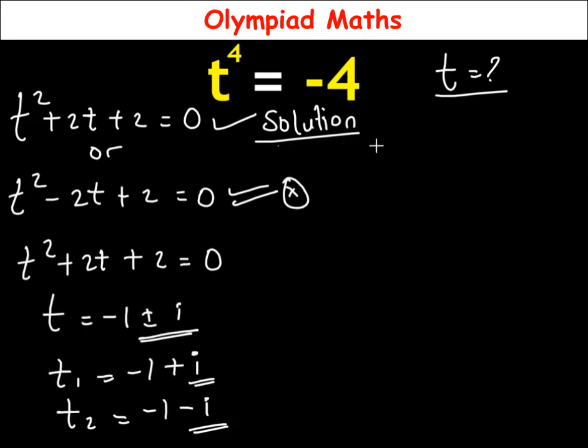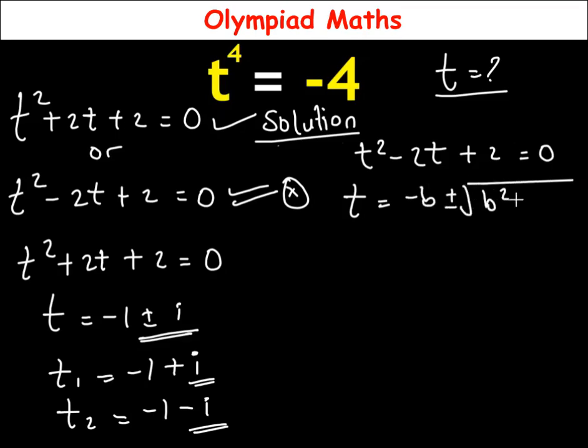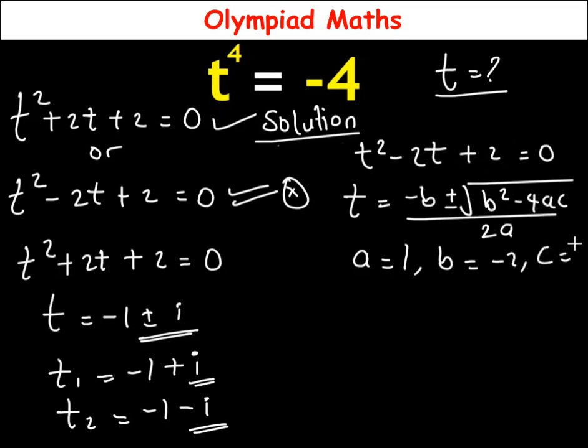From the second equation, we have t squared minus 2t plus 2 is equal to 0. This is also a quadratic equation, and we're going to solve it using the formula. The formula to solve for t now: t is equal to minus b plus or minus square root of b squared minus 4ac all over 2a. And the value of a from this equation is the coefficient of t squared, which is 1. The value of b is the coefficient of t, which is minus 2. And the value of c is plus 2.